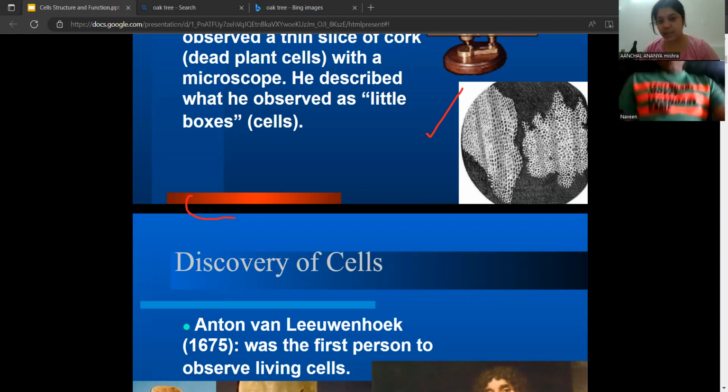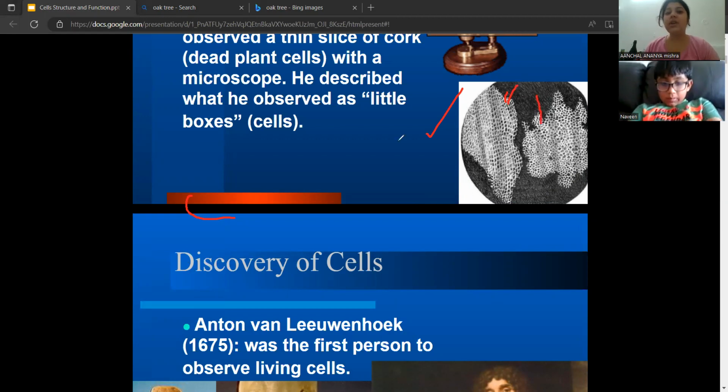What he said was that the bark of the tree is made up of little boxes. Can you see little square boxes over here? He described what he observed as little boxes, and these boxes were termed as cells.